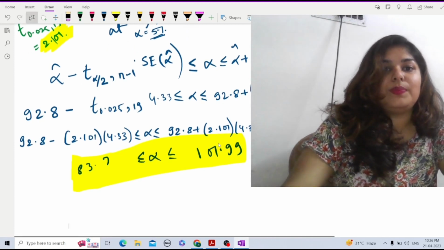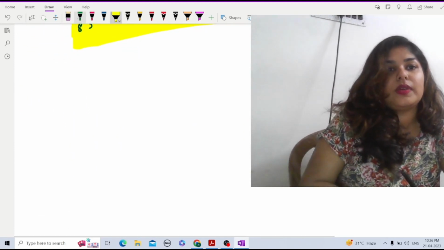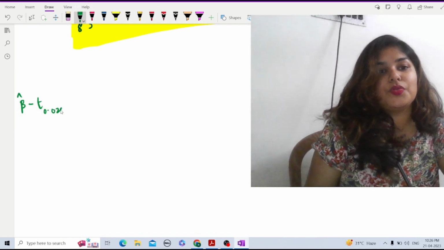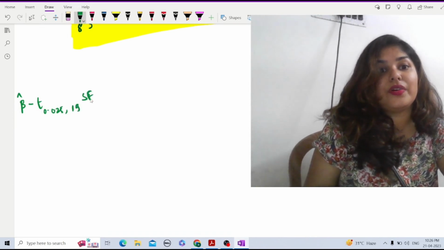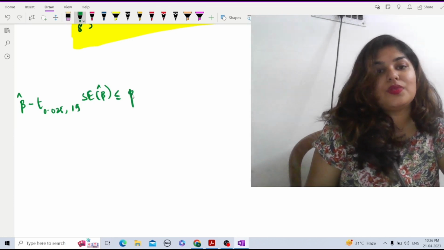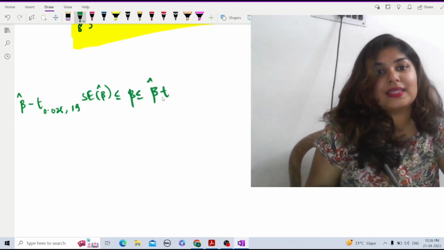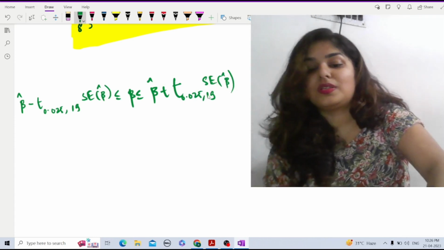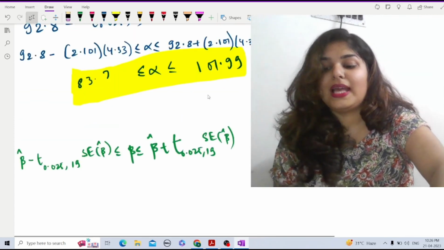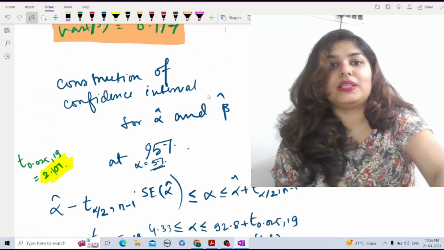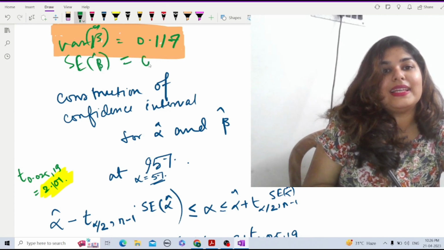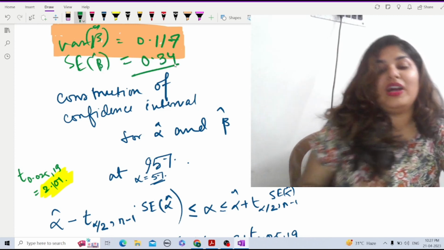So again, the confidence interval for beta, let us write down. It will be beta hat minus t 0.025, 19, standard error of beta hat, less than or equal to beta, less than or equal to again beta hat plus t 0.025, 19 and standard error of beta hat. So again we need the standard error of beta hat. So we will go up and calculate it. We have variance of beta hat, so standard error of beta hat from here we get as 0.34. We will use this value directly here.